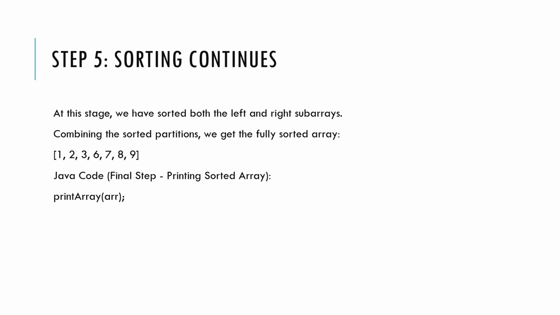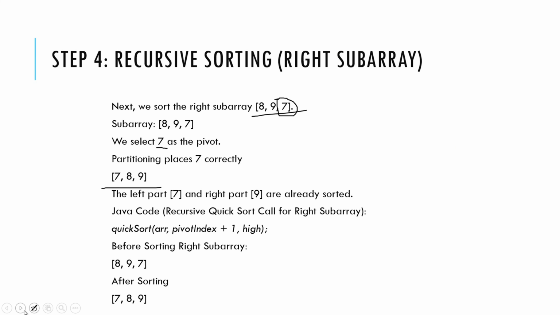Now, at this stage, we have sorted both left and right subarrays. We combine the sorted partitions to get the fully sorted array: 1, 2, 3 that were lower than 6, and 7, 8, 9 that were greater than the first pivot 6. We have these 2 pivots, 7 and 2. 7 didn't have any, or was it 7? No, the pivot, yes, the pivot was 7.